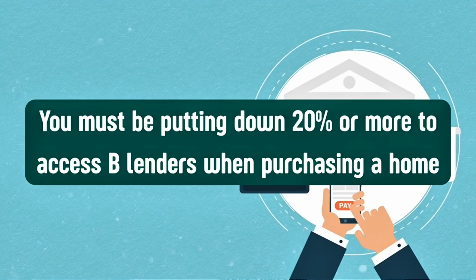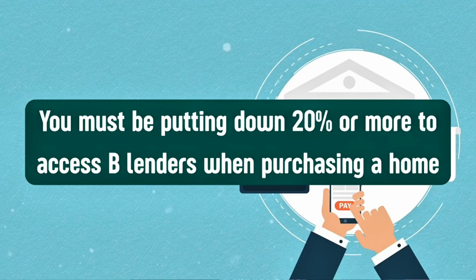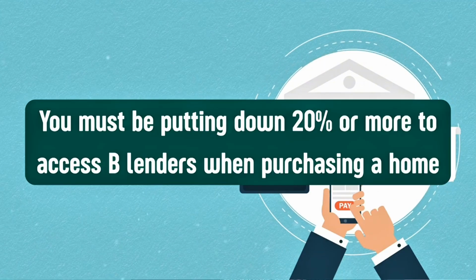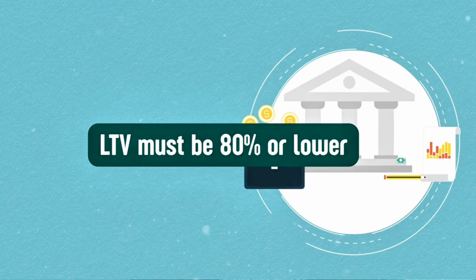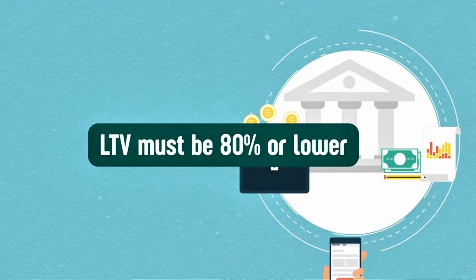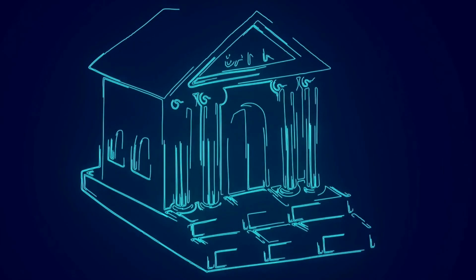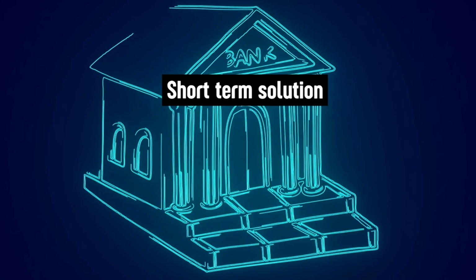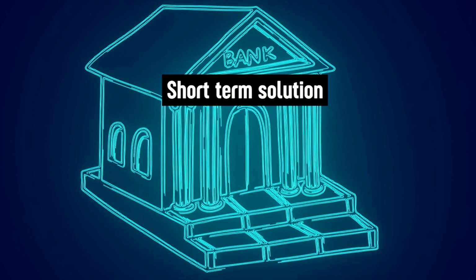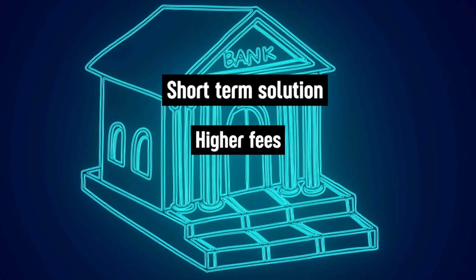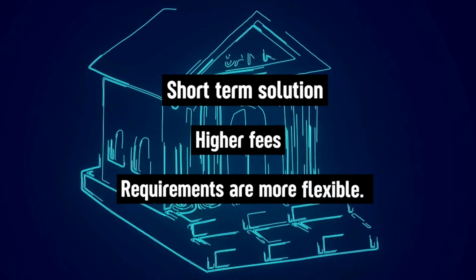You must be putting down 20% or more to access these lenders when purchasing a home, or if you're refinancing, your loan to value must be 80% or lower. Private lender. These lenders offer short-term solutions for those that cannot access financing from A or B lenders. They are more expensive than A and B lenders, but require very little to approve you.